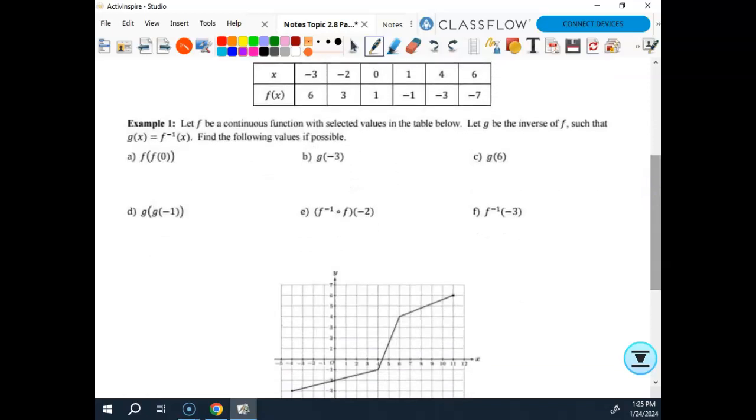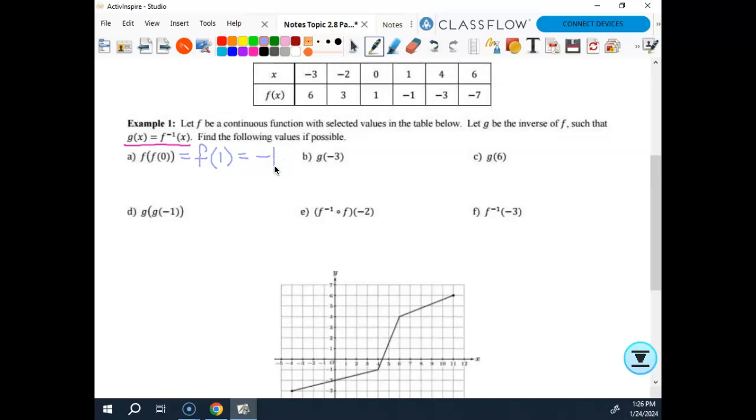All right, so let f be a continuous function with selected values in the table below, which is actually above. Let g be the inverse of f. Notice we're asked about g in here, but what this is telling me is that g of x equals f inverse of x. And we're going to find the following if possible. f of 0. Well, this one doesn't really have anything to do with inverses. What is f of 0? 1. So I really want f of 1. And then what is f of 1? Negative 1. Everybody okay with where all that came from on the table?